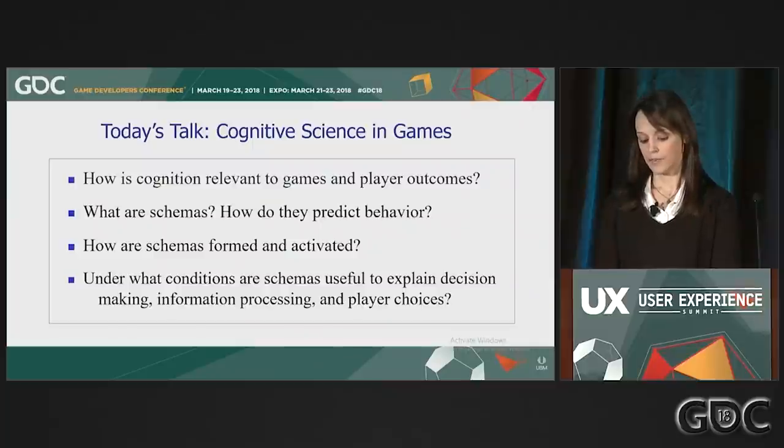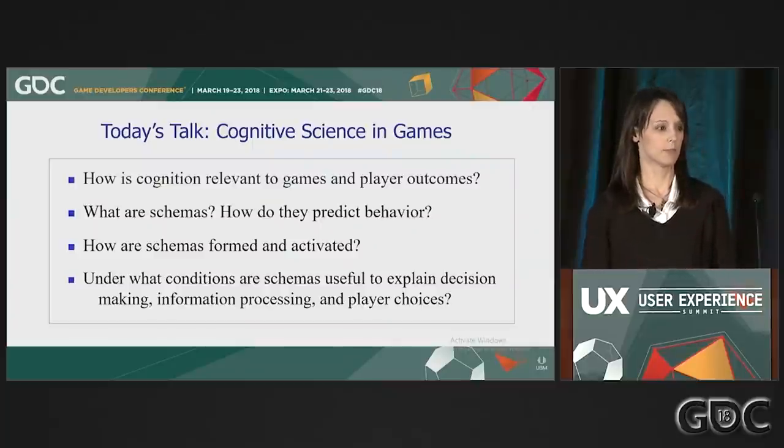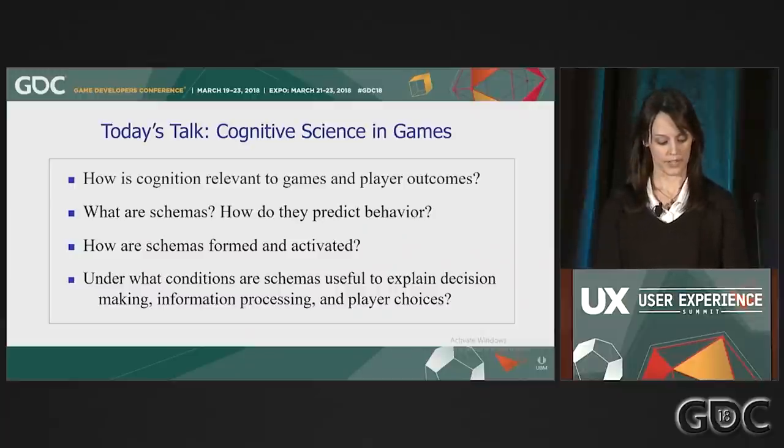And schemas have a very complicated relationship with human behavior. They are easily formed, easily activated, and never really turn off. Today we're going to explore the nature and the relevance of schemas to player behavior, and how and why they function to drive player perceptions, and how they guide decision making and things like player choice.